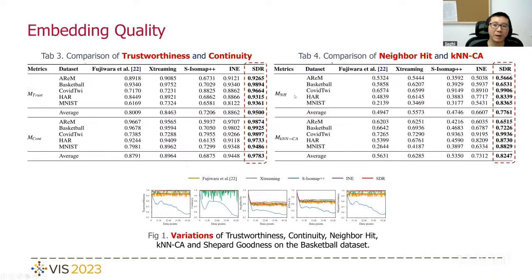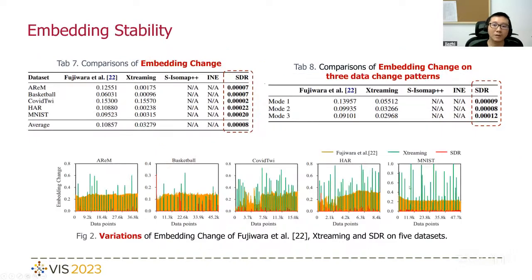In terms of embedding quality, our approach performs the best in preserving local structures compared to other methods. And during the streaming process, our approach is the most stable. As for the embedding stability, our approach consistently presents lower levels of embedding changes compared to the existing methods. Our method is also the most stable one.